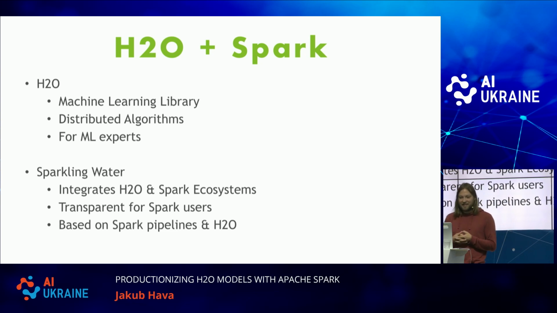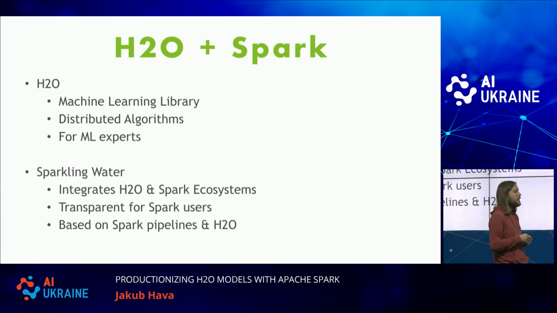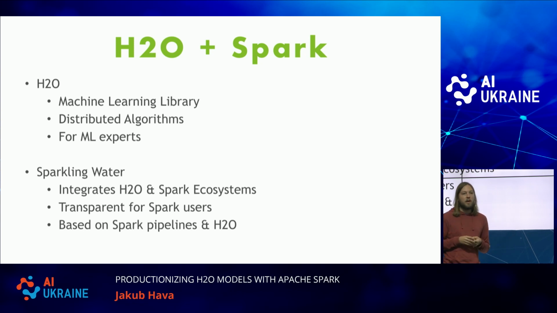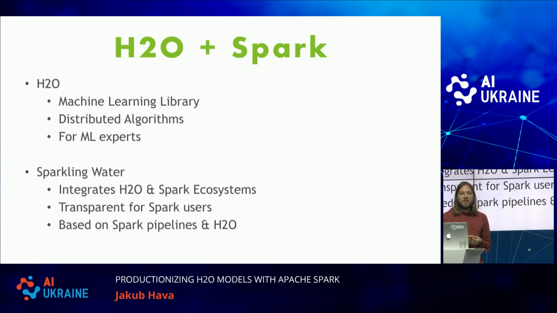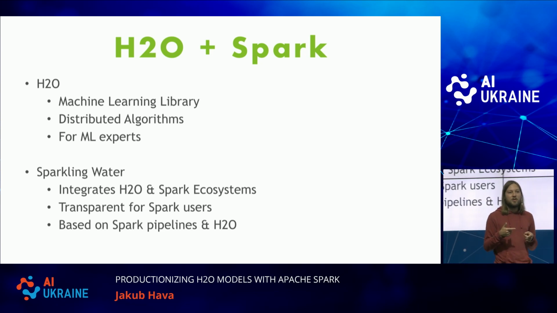We like water. So why H2O and Spark? Why Sparkling Water? H2O is a machine learning library. It's written completely from scratch by our core engineers. We have really smart guys in our team. It's kind of amazing to have Rob Tibshirani and Stephen Boyd looking at the same code when we're implementing GBM. It's amazing brainpower in the same place.